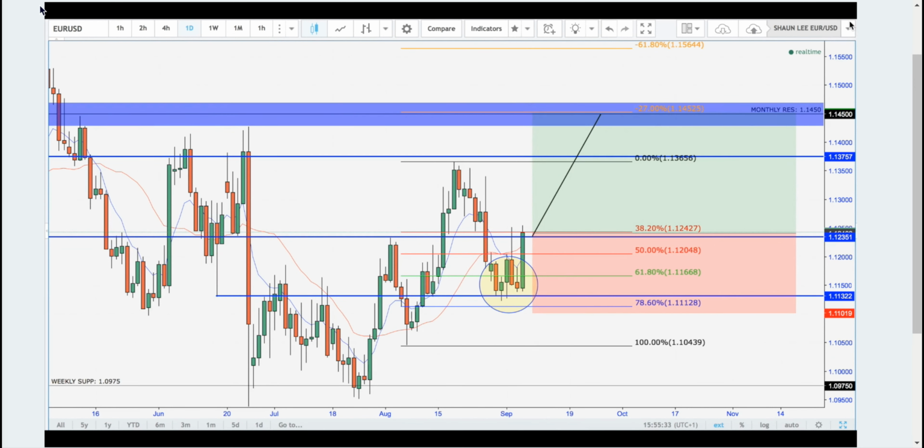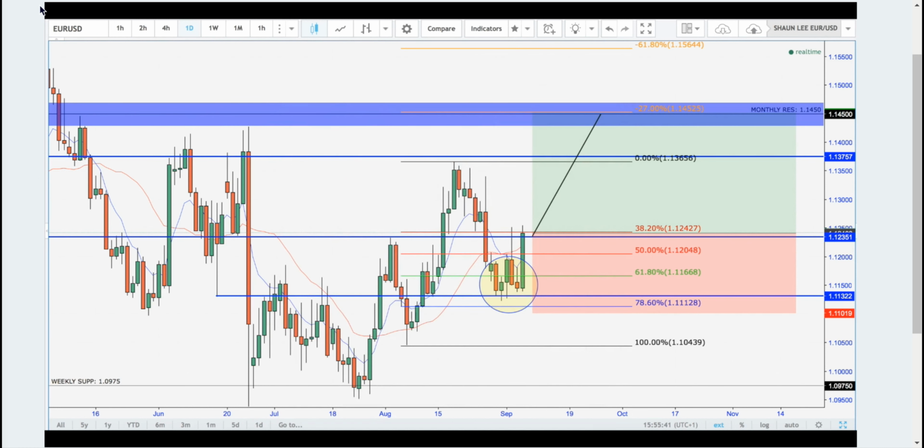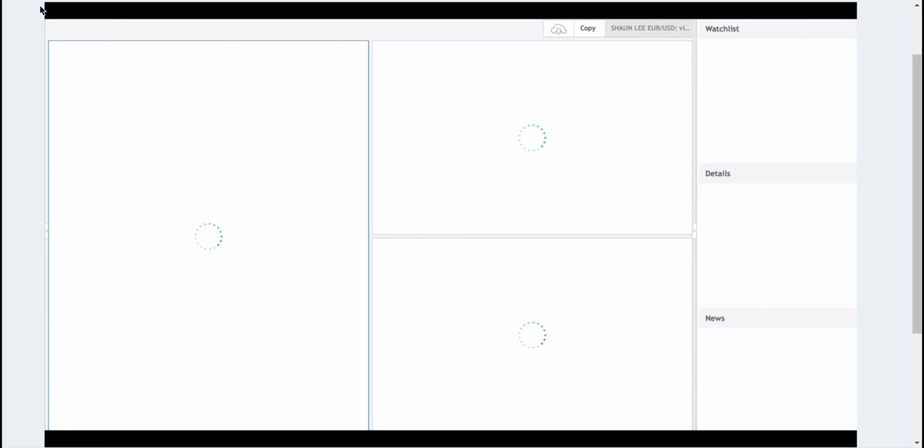And let's have a look at some other currency pairs. So let's load up. Okay, 1 second, guys. Just need to refresh my browser. Okay, I just need to log back in.